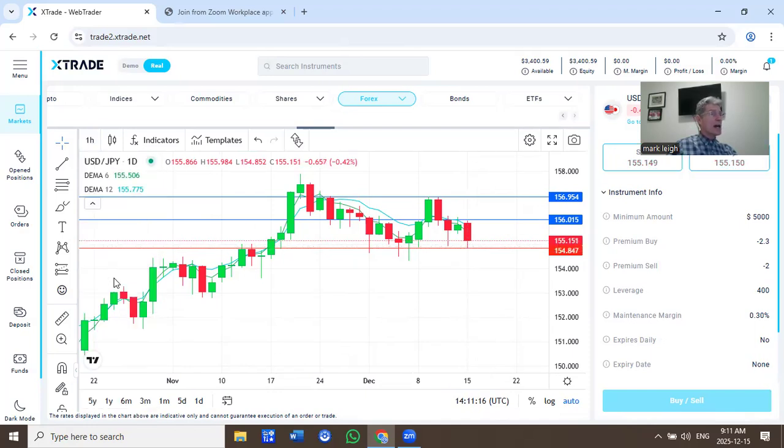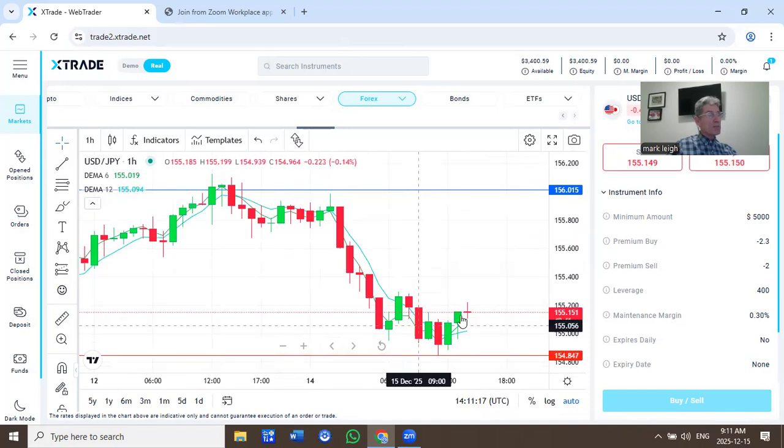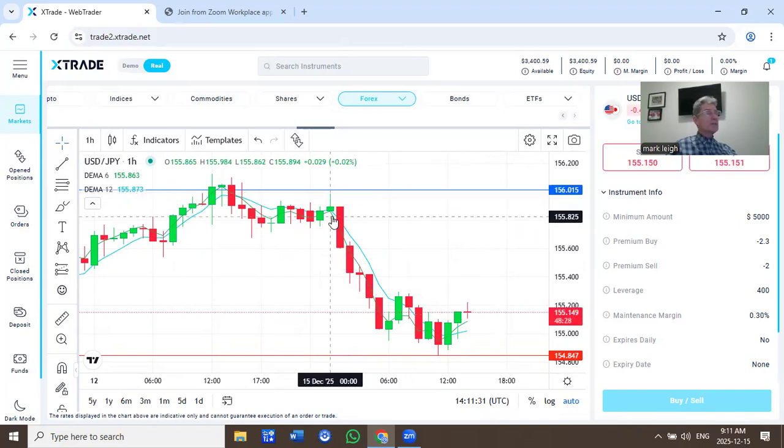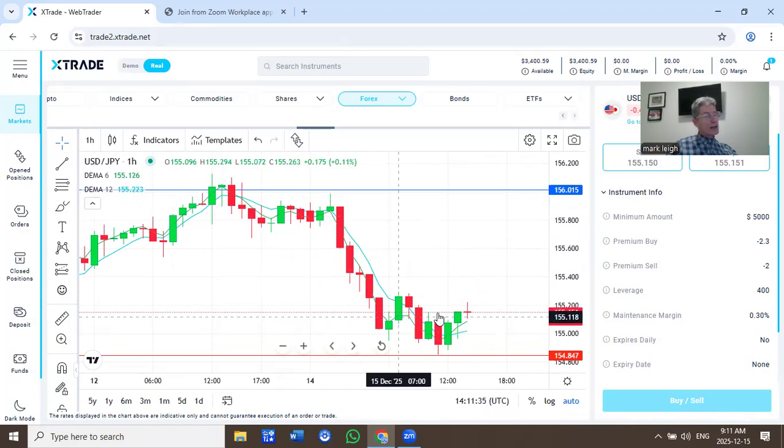Let's zoom in on that hourly. There you see the fight back by the US against the yen off this support level. We'll see whether that can be maintained. US dollar buyers look up at this 156 level. A continuation of dollar weakness will be in this, just above the support level, and the support being at 154.84.